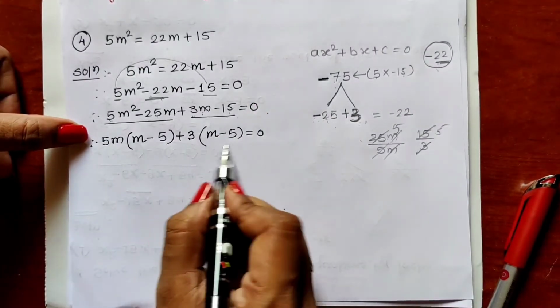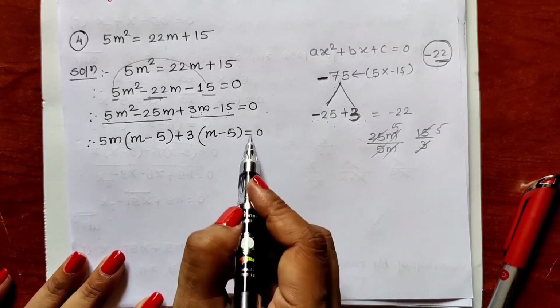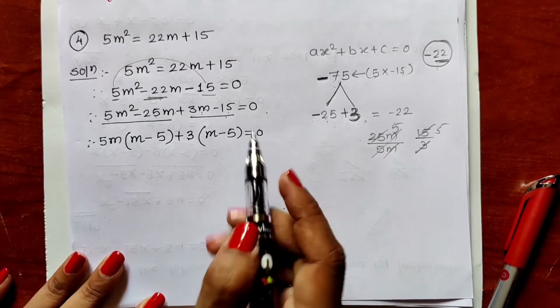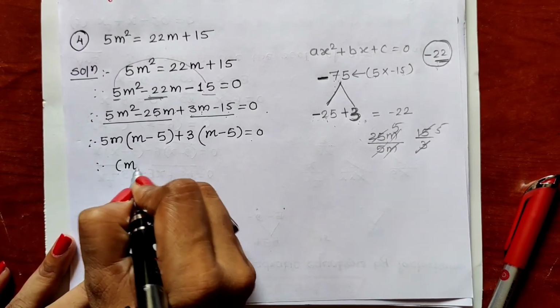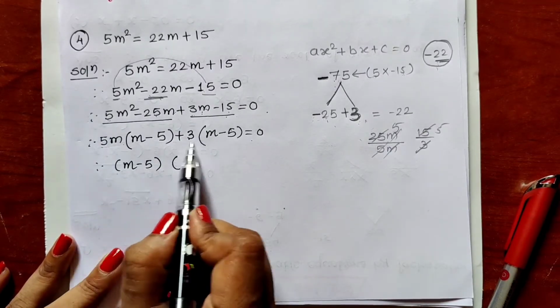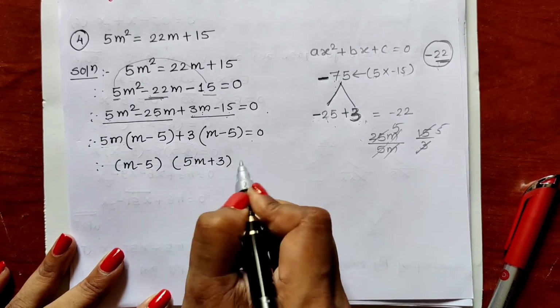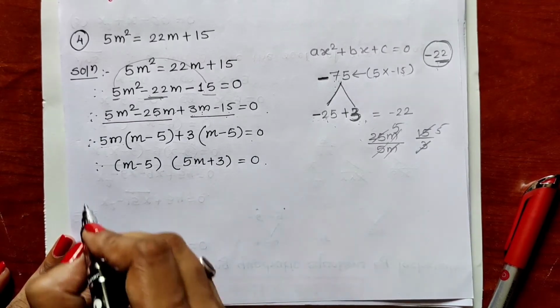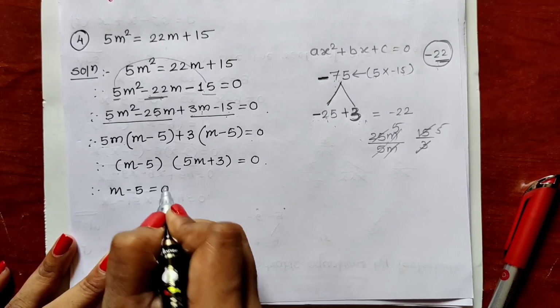Now check, this bracket is the same, common. Always see that this bracket should be common in the fourth step. So in the fourth step, the bracket is common. In the fifth step, we write this bracket one time. In the second bracket, we will be writing this 5m plus 3 is equal to 0. Next, what we will have to write? Therefore, this first bracket m minus 5 is equal to 0.